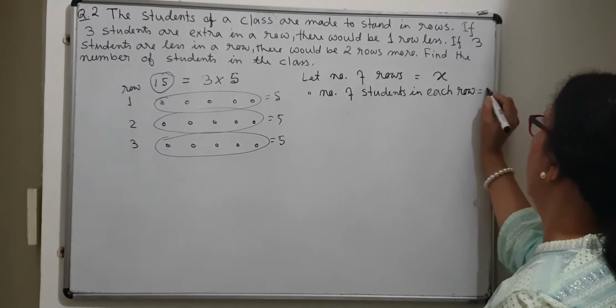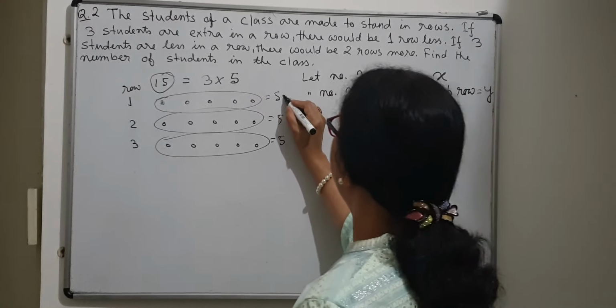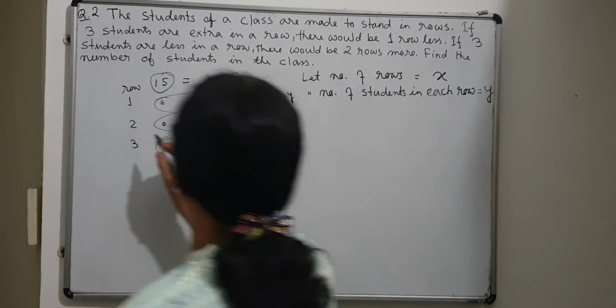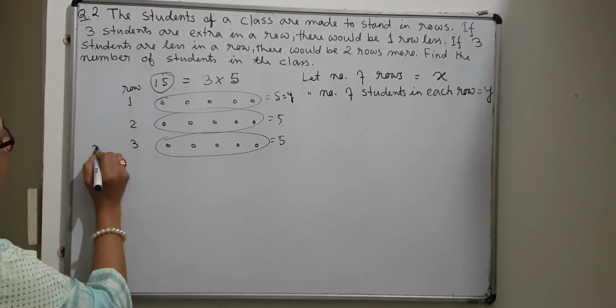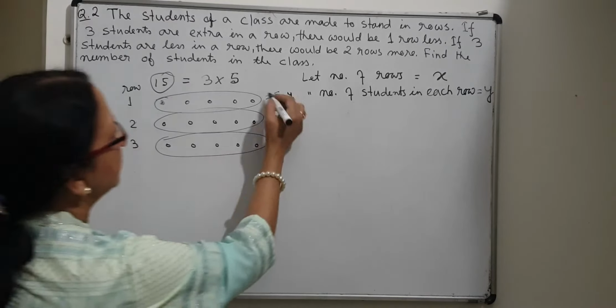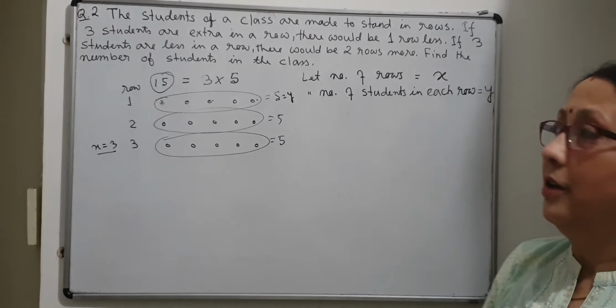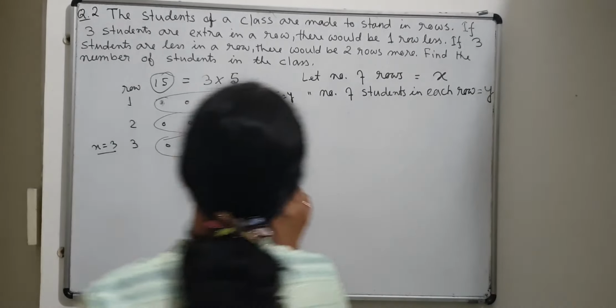Let us take that to be the y variable. These are numbers, so there is no unit. So this 5, your number of students in each row, is y, and this 3 is your x. X is equal to 3 here, and y is equal to 5, the number of students in each row. So the total number of students will be x into y. So this you have understood.